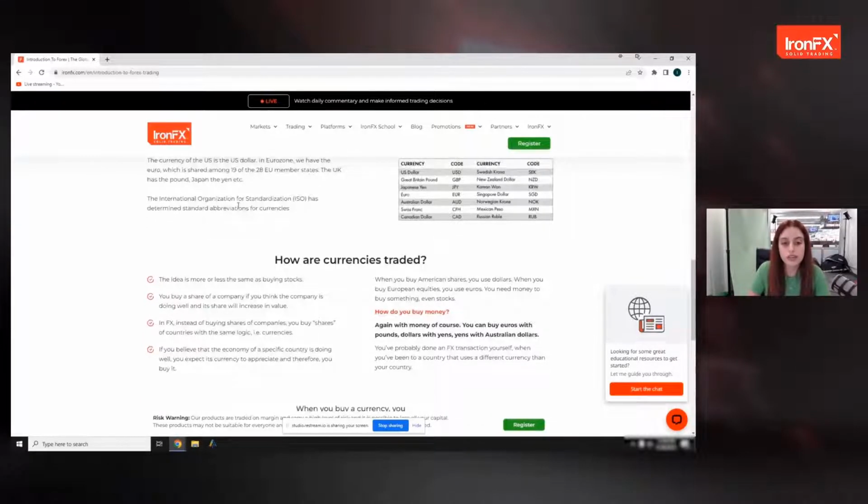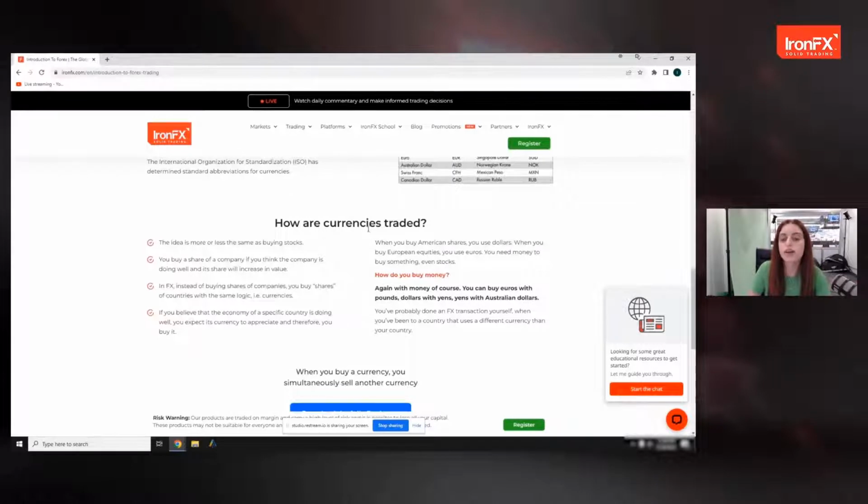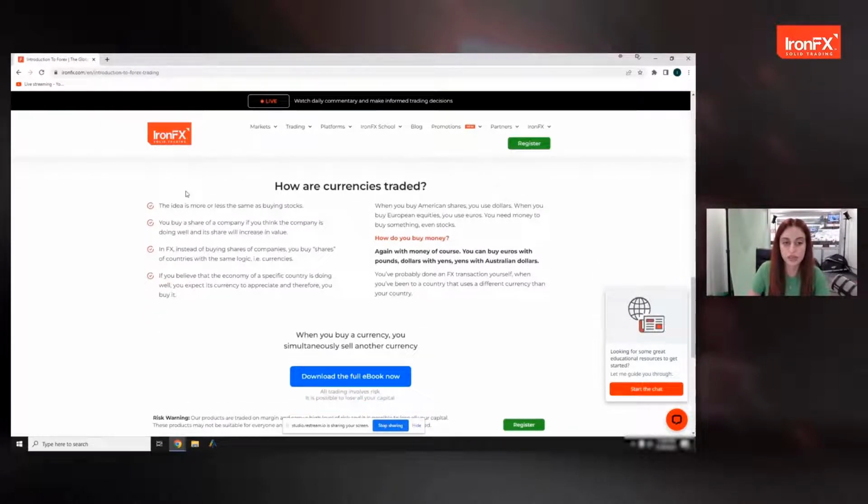The International Organization for Standardization has determined standard abbreviations for currencies. So how are currencies traded? You see here everything that you need to know.